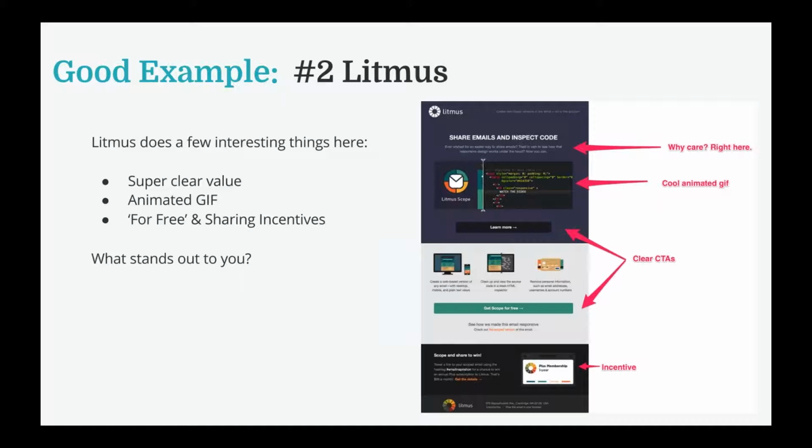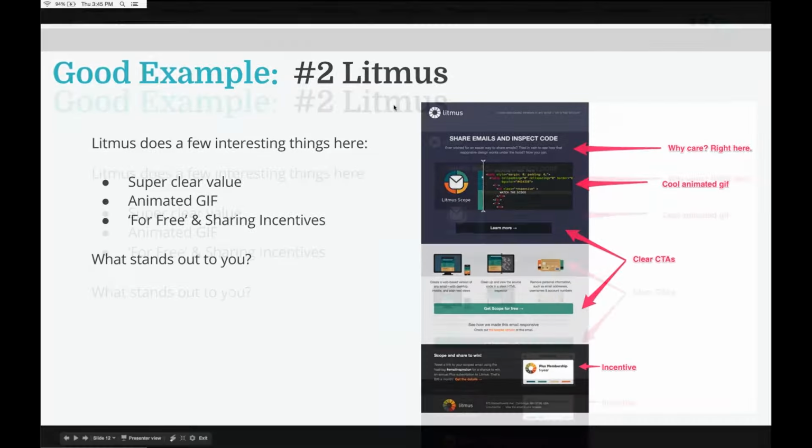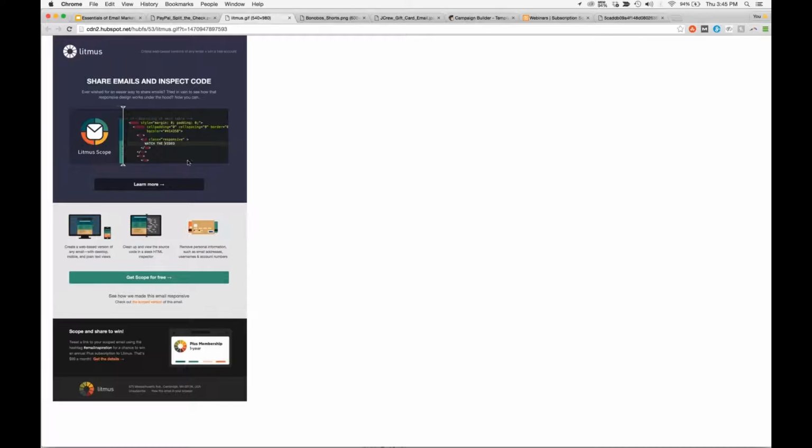Number one, up at the top, it's a super clear value. I open this email and I understand why I'm reading the email. Share emails and inspect code. Ever wish for an easier way to share emails? Yes, I did. Tried in vain to see how that responsive design worked under the hood? Yes. Oh, now I can. Perfect. I have this pulled up here in a separate browser window so you can see the animated GIF.